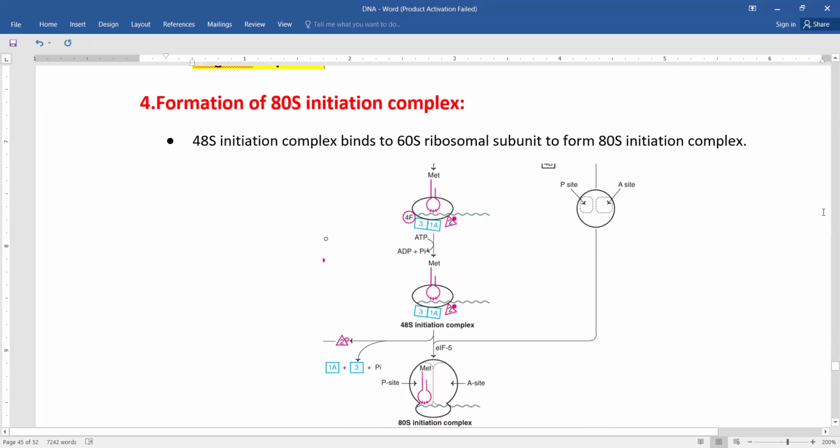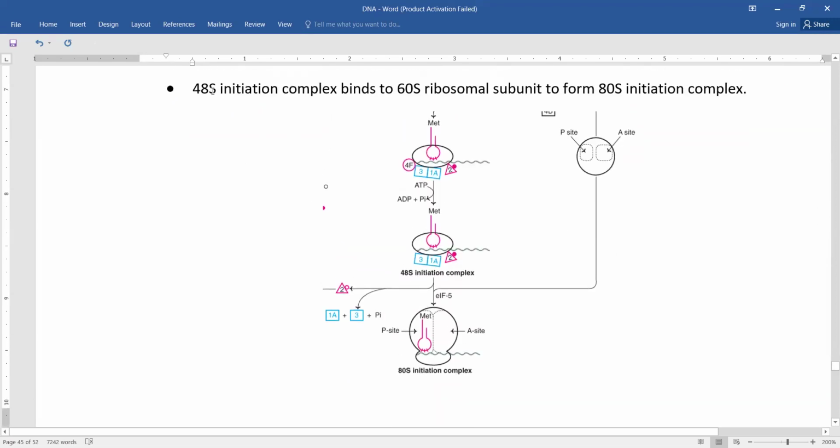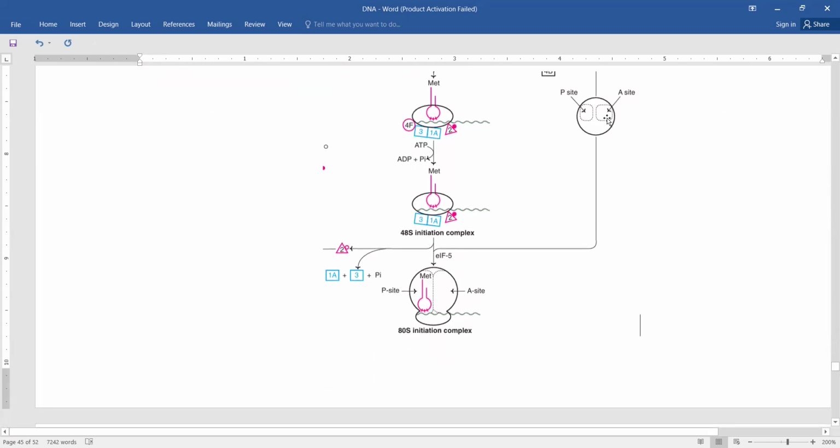Now, how is the 80S initiation complex formed? Now we have the 48S initiation complex. Fine. Now we have a larger subunit, which is the 60S subunit. This is the smaller subunit, which is the 40S subunit of ribosomes. So now the 48S initiation complex binds to the 60S ribosome subunit to form the 80S initiation complex. Now this is 60S, this is 40S.